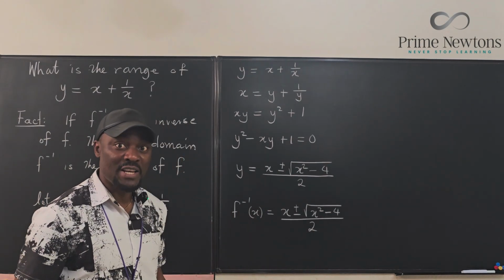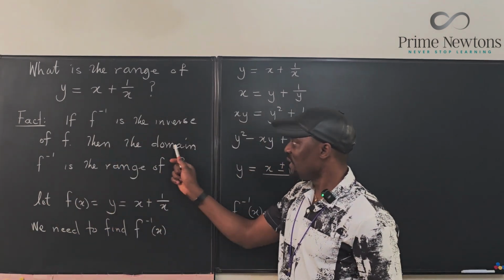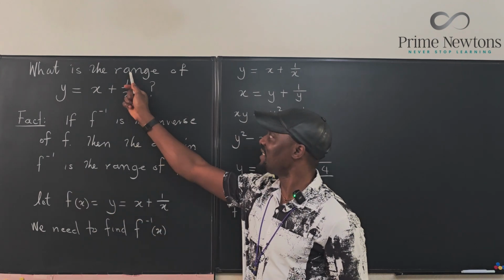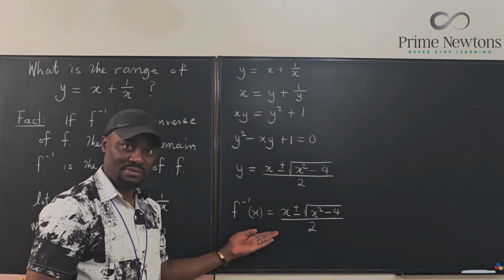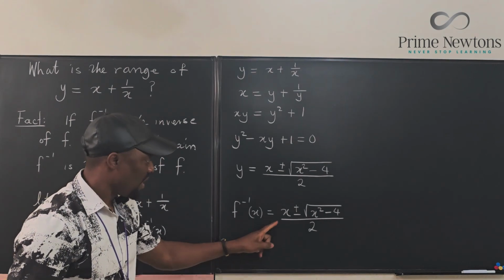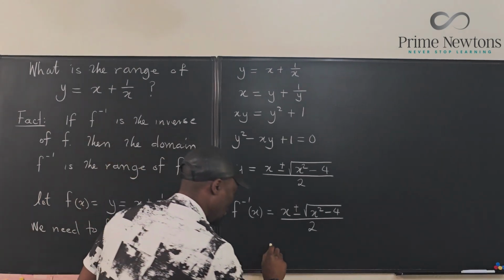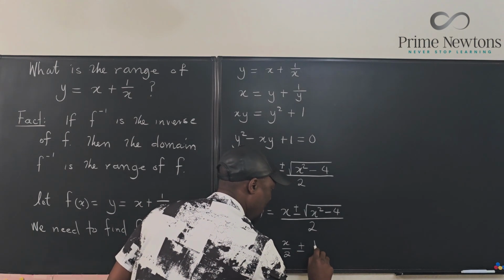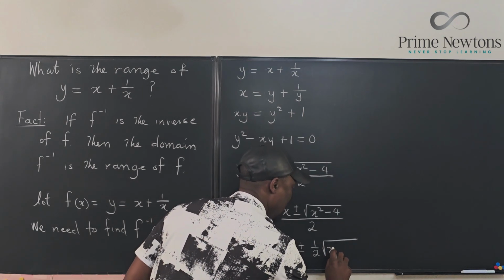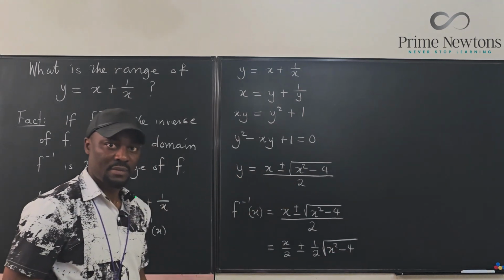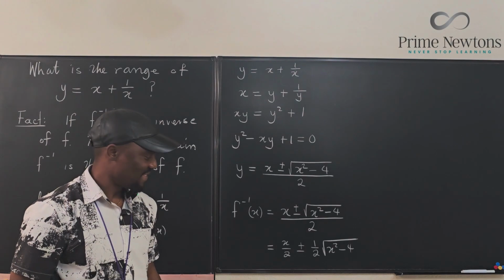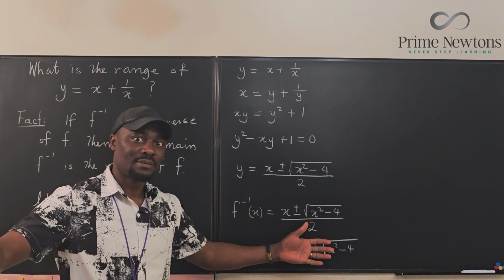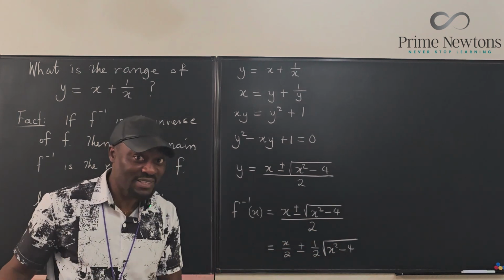Now, do you know the domain? Remember this claim. The domain of f inverse is the range of f, which is the question. So we have found this function. What is the domain of this function? Well, look at it. You can say this is x over 2 plus or minus 1/2 of the square root of x squared minus 4. The x over 2 part is a polynomial. The domain of all polynomials is negative infinity to positive infinity.